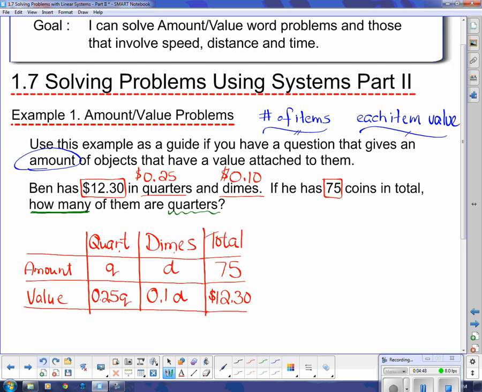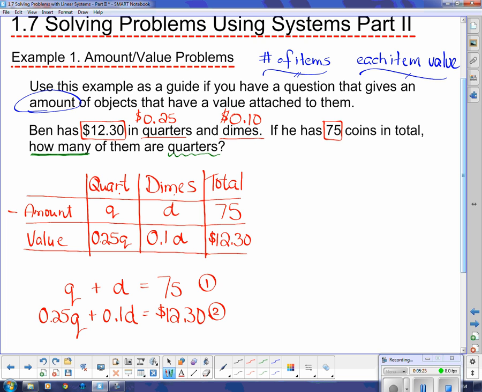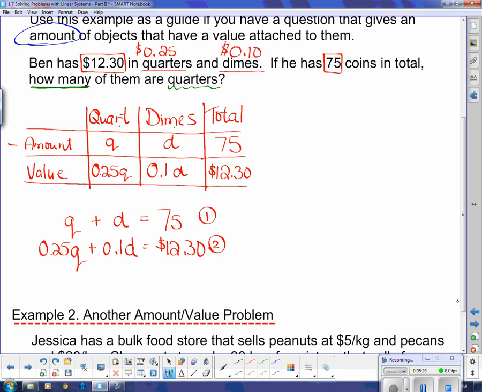And now I have to set up my two equations, and you can just pick them straight out of the chart. For my amount, if I add up the quarters and the dimes, I get my total amount. So I add up the quarters and the dimes, and I get 75. So that's my first equation. And if I add up the value, I don't have any other coins in here. The total value comes from quarters and dimes. So I have 0.25 Q plus 0.1 D, and that's going to equal that $12.30. That is my equation two. And since we already know how to solve equations, I'm going to, through the magic of video, just solve this for you.